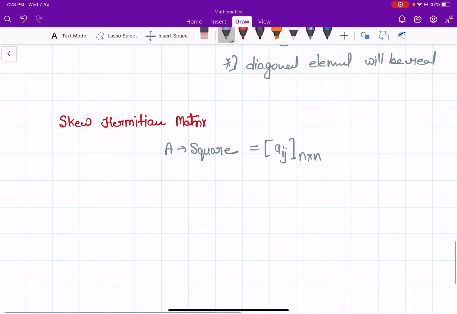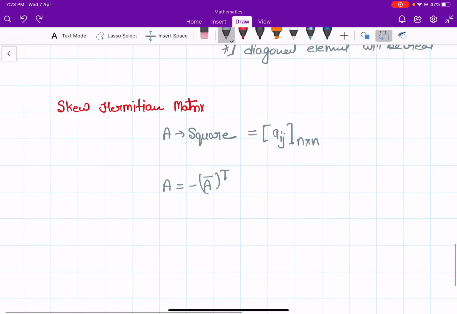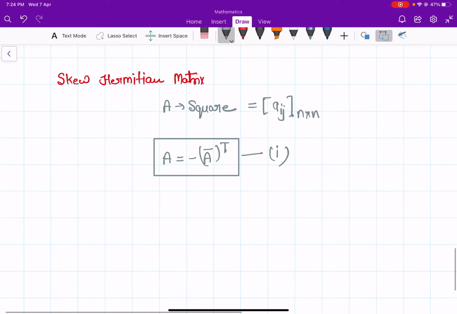So A is equal to the minus of the conjugate of its transpose, that is transpose of A conjugate will be equal to minus of A. If matrix A satisfies this condition, then A will be a skew Hermitian matrix. So we can say if A is a square matrix and it satisfies this condition, equation number 1, then A is a skew Hermitian matrix.